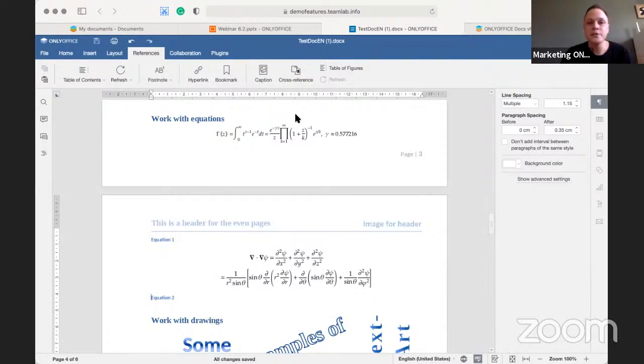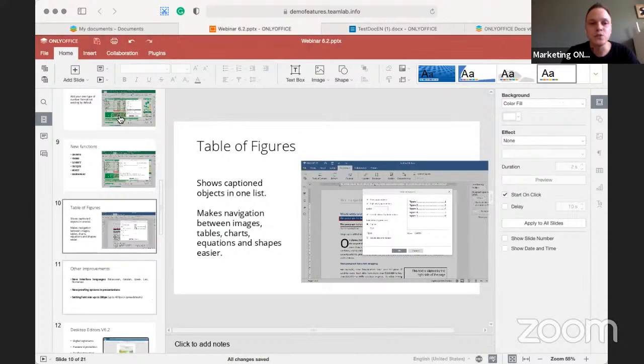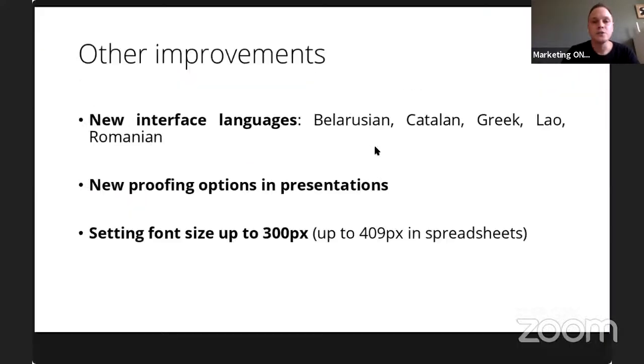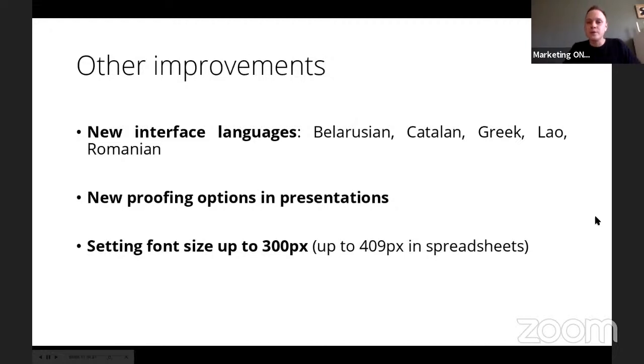Okay, and there are some other improvements which we would like to show in this version. First of all, there are some new interface languages: Belarusian, Catalan, Greek, Lao, and Romanian. There are some new proofing options in presentations. This is the same as was released in the previous version for documents. So, for example, you can go to your advanced settings of presentation and change the autocorrect options, for example, to automatically create bulleted or numbered lists as you type, etc. It's really quite useful.